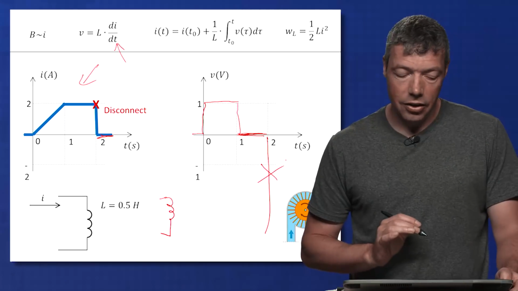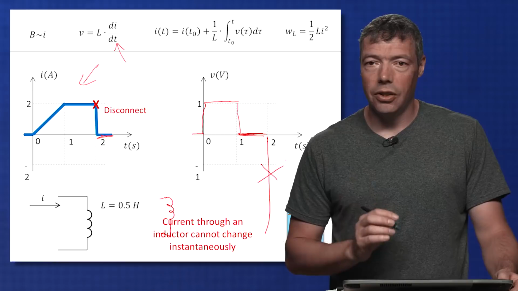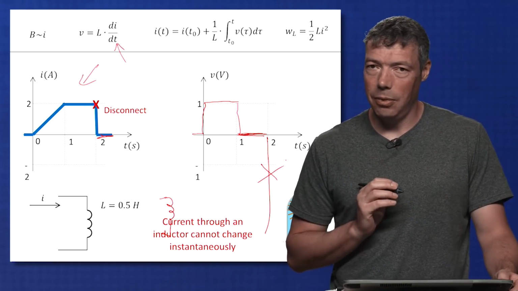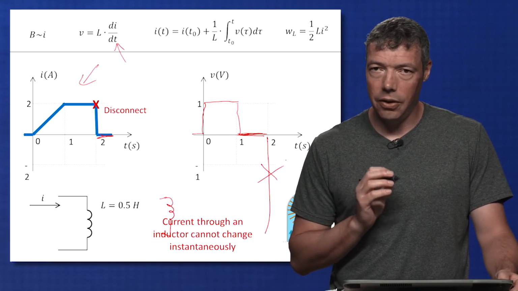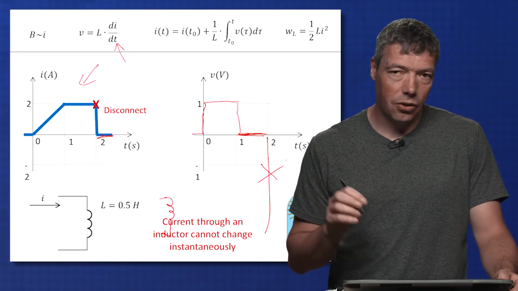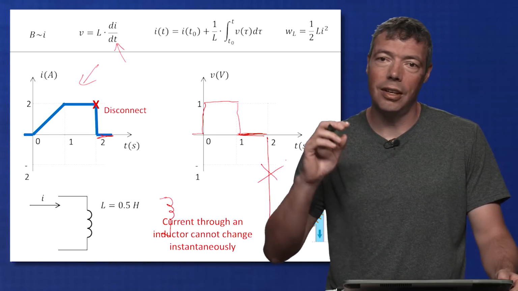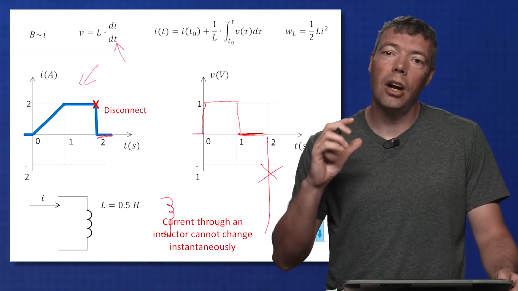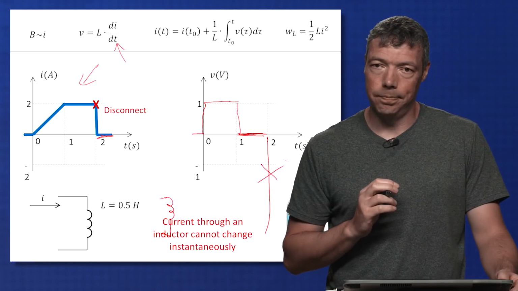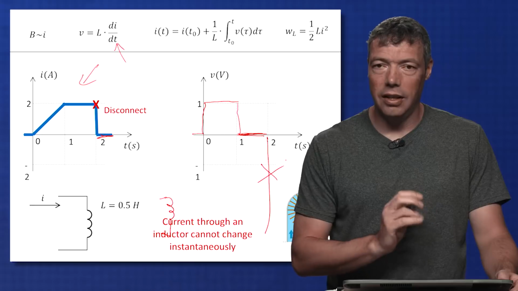So for an inductor, what's true is that the current through an inductor cannot change instantaneously because of this. So that's a very important property of an inductor. When you have a current going through an inductor, you cannot suddenly disconnect it. You're going to have problems because a really, really large voltage is going to appear. Again, this is the model of an ideal inductor.